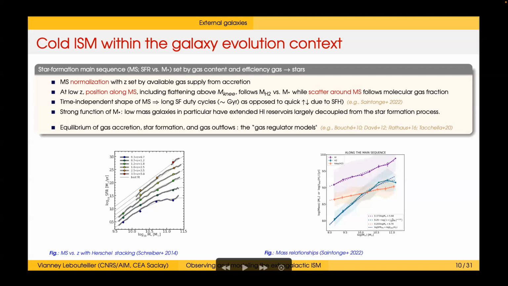At high redshift, it's hard to see the band, and these high redshift studies will rely on the dust observations and the dust to gas mass ratio to get to the molecular gas, because CO observations are very expensive in high redshift studies. But globally, the time-independent shape of the main sequence suggests long star formation duty cycles as opposed to quick ups and downs around the main sequence due to the star formation history. And all in all, the equilibrium of gas accretion, star formation, and gas outflows are encompassed in the so-called gas regulator model, that really shows how gas is central to the understanding of the star formation main sequence.